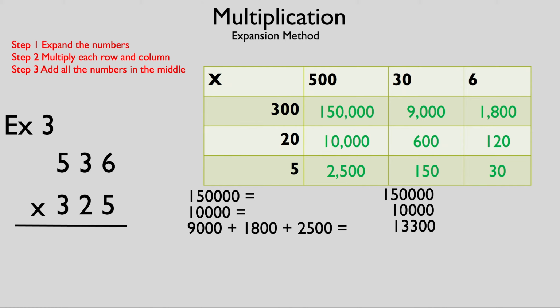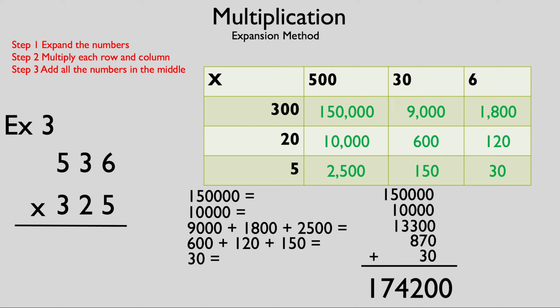And then we add the 3 numbers that have 4 place values. And when you do that, you get 13,300. And then now we're going to add the 3 numbers that have 3 place values, and you get 870. And then the last one is 30. So if we add all those numbers up together, you're going to get 174,200. Bring it over, and that is your final answer.